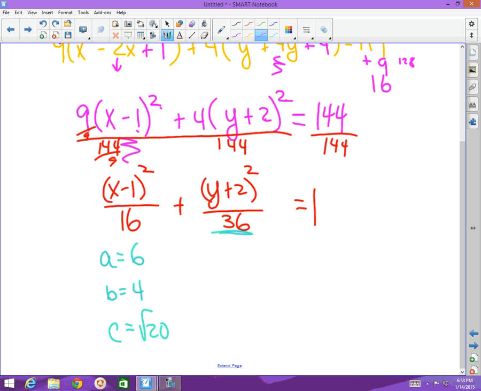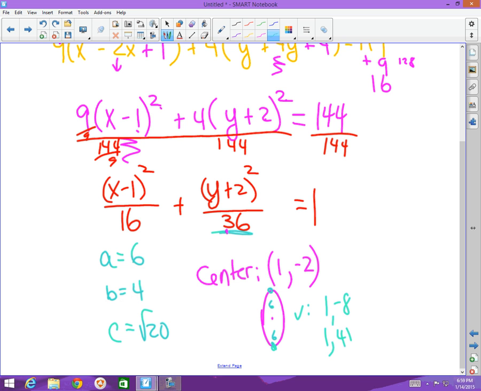Our center is located at 1, -2. And since the bigger number is underneath the y, this ellipse is going to be like that. That coordinate is 1, -2. The distance from here to here is 12 because it's 6 there and 6 there. So you have to go up and down 6. So the vertices are 1, -8 and 1, 4.